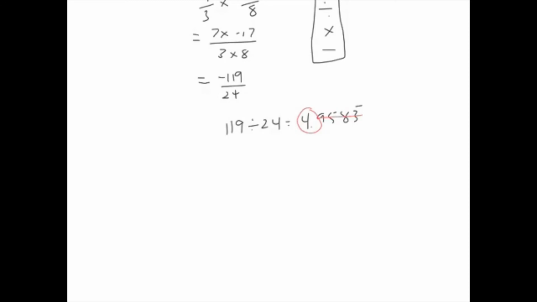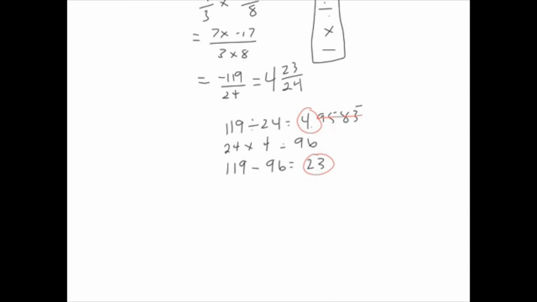Okay, so now in our second step, we're going to take our denominator and we're going to multiply it by the whole number. So we're going to take 24 multiplied by 4, which is equal to 96. And in the third step, we're going to take 119, which was our numerator, and we're going to subtract the 96. And we're left with 23. This will become the new numerator. So negative 119 over 24 will be equal to 4 is our whole number, our new numerator is 23, and the denominator stays the same.